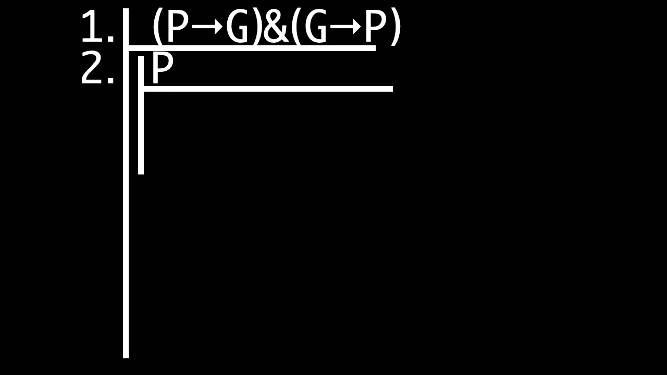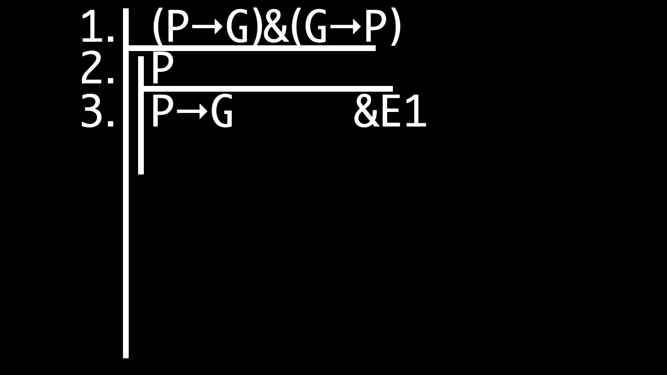And in those subproofs, in one of them, we assume the left-hand side and prove the right-hand side. So assume P, show G. In the other subproof, we work in the other direction. Assume the right hand, show the left hand. So assume G, show P. That's the plan. So with that plan in mind, we start the proof. We've got our premise on line 1. We start a subproof on line 2, assuming P.